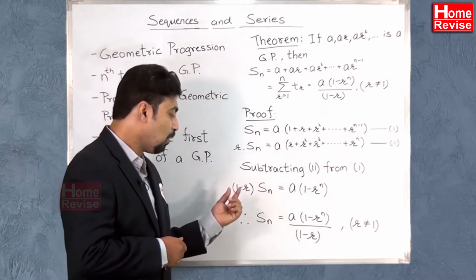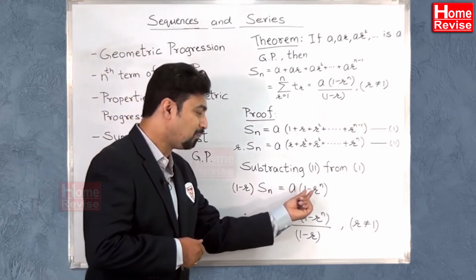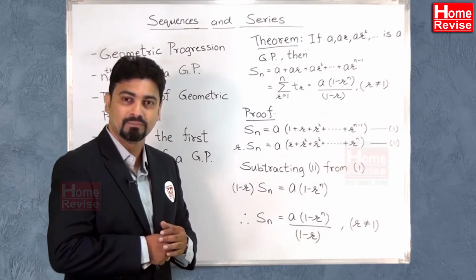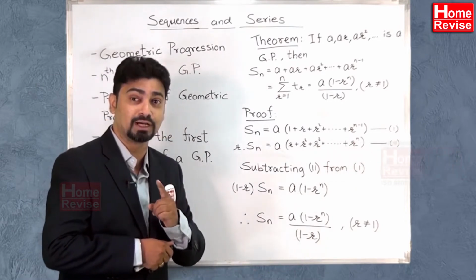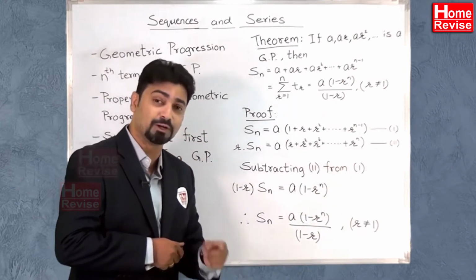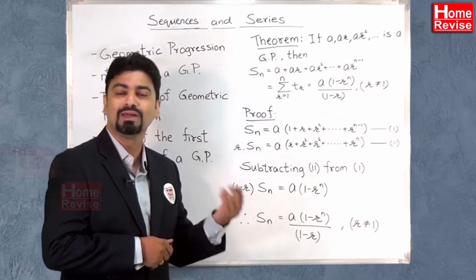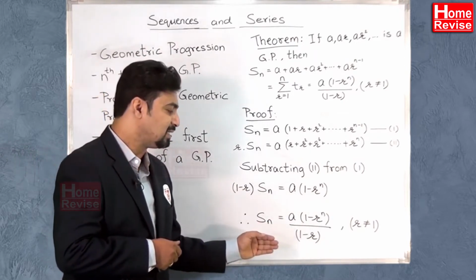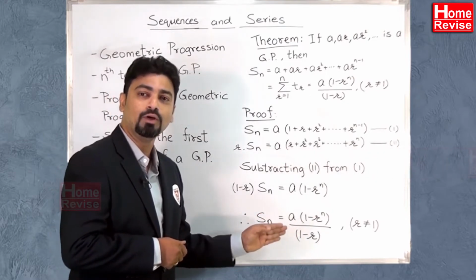So I can say 1 minus r into Sn will be equal to a into 1 minus r raised to n. Obviously, if I take 1 minus r in the denominator, because we have the condition that r is not equal to 1, so obviously 1 minus r will not be equal to 0. We can take it in the denominator. We get our formula Sn is equal to a into 1 minus r raised to n whole upon 1 minus r.